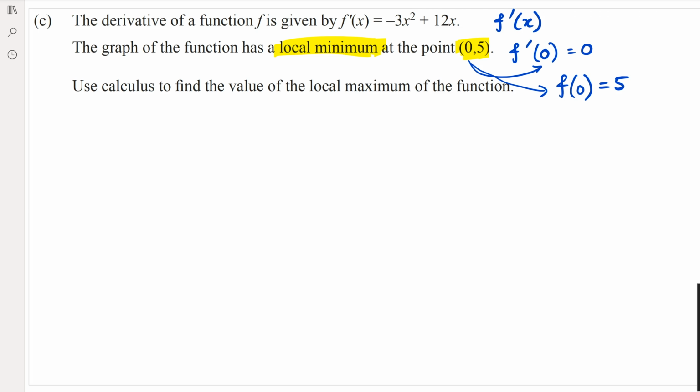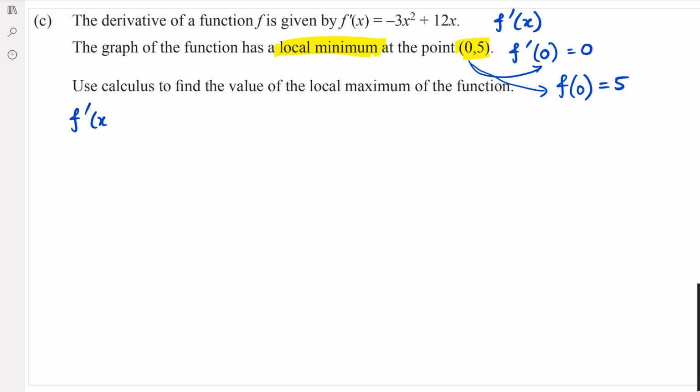So all I've done right now is extract all this information from those first two lines, and then I'm going to look at what the question wants. It says use calculus to find the local maximum of the function. So I guess the first step is to figure out what the function is. So I'm going to write down f dash of x first.